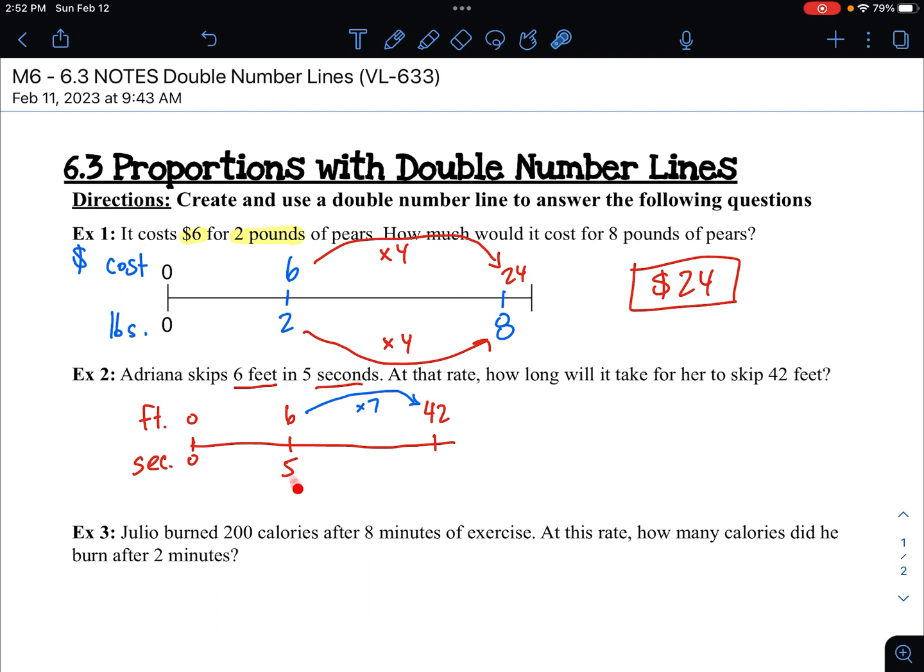So if I want to get from 5 to my mystery number, I'm also going to multiply by 7. And what is 5 times 7? It is 35. Goodness gracious, I'm really bad with my multiplication right now. So if she wants to skip 42 feet, it's going to take her 35 seconds. So let's write that answer down. 35 seconds.